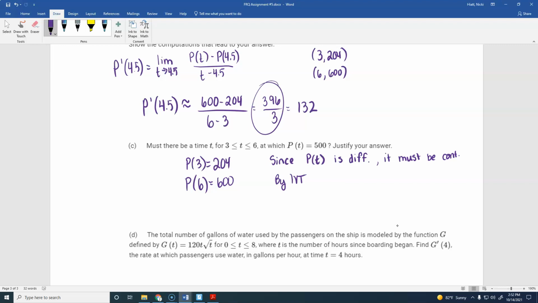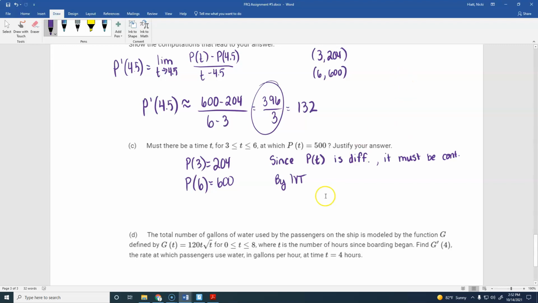Intermediate value theorem only applies if it's continuous. It tells us it's differentiable, and anything that's differentiable also has to be continuous. If we forgot that differentiable meant continuous, we'd have to prove the limit exists and the number exists. You have to prove continuity, which you can't do because you only have a table. So you have to know this.